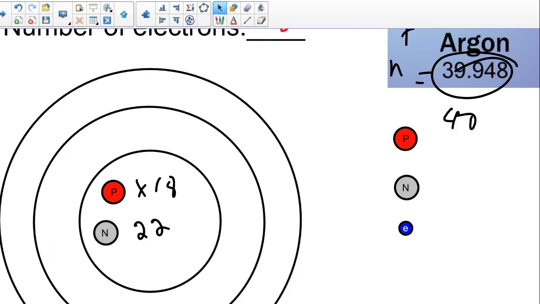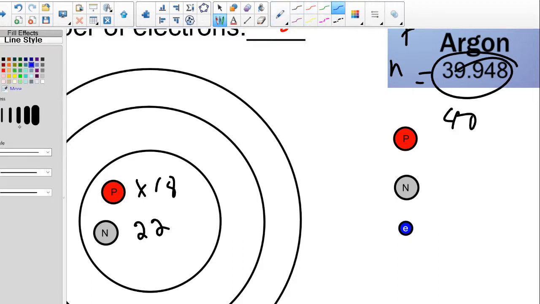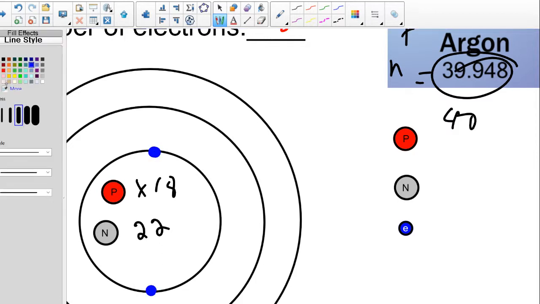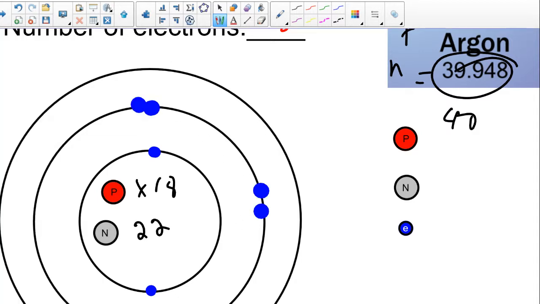Similarly, I'm just going to simulate my electrons by this blue dot just to make it a little faster. So I've got 2 on the inside, 8 on the outside, so that gives me a total of 10. Now what was on this third shell again? If we go back, it was 8. So I can introduce 8 on this outer shell, and that would give me a total of 18.